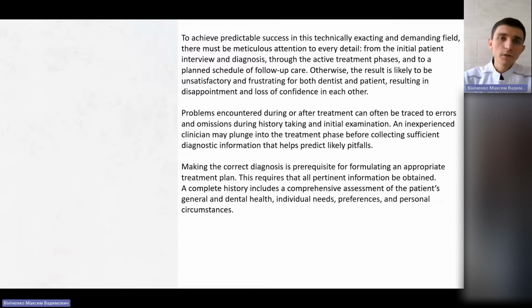To achieve predictable success in this technically exacting and demanding field, there must be meticulous attention to every detail, from the initial patient interview and diagnosis through the active treatment phases and to a planned schedule of follow-up care. Otherwise, the result is likely to be unsatisfactory and frustrating for both dentist and patient, resulting in disappointment and loss of confidence in each other.